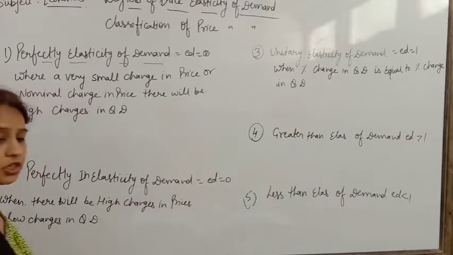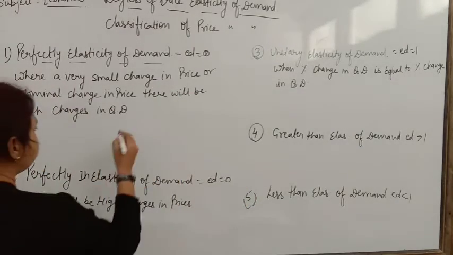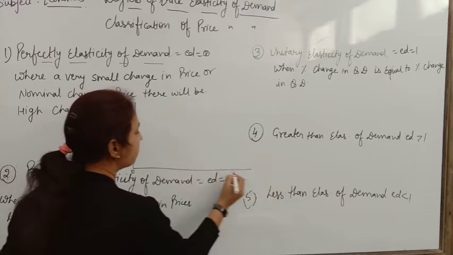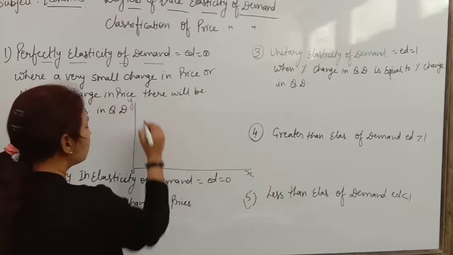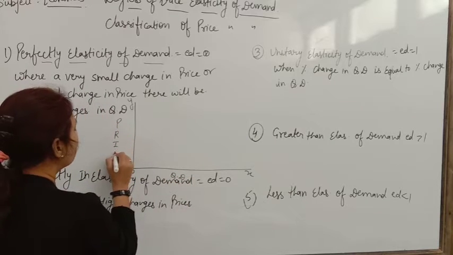In that condition, the demand curve will be in which shape? Horizontal shape. Look at there, I am going to draw the diagram. The demand curve will be horizontal. Here we are taking quantity demanded, and here prices. Look at there.